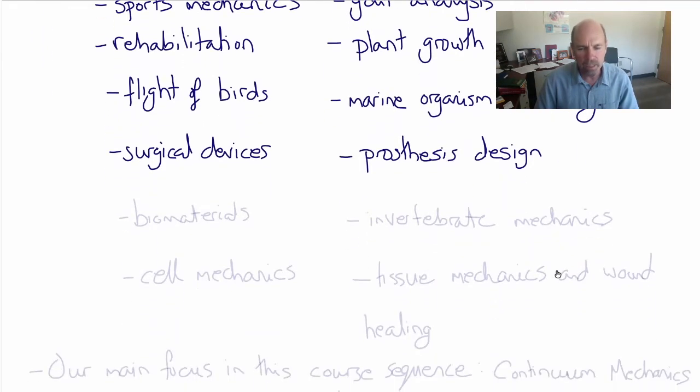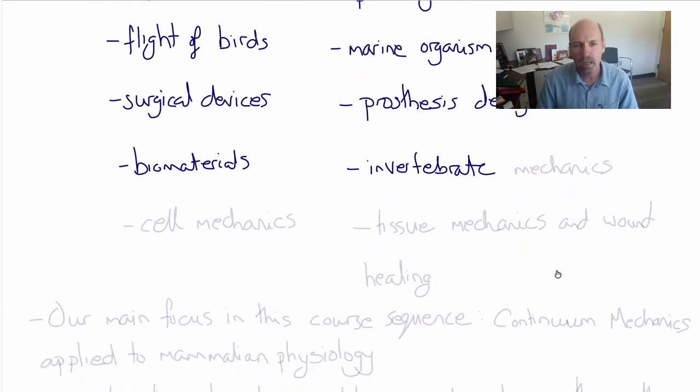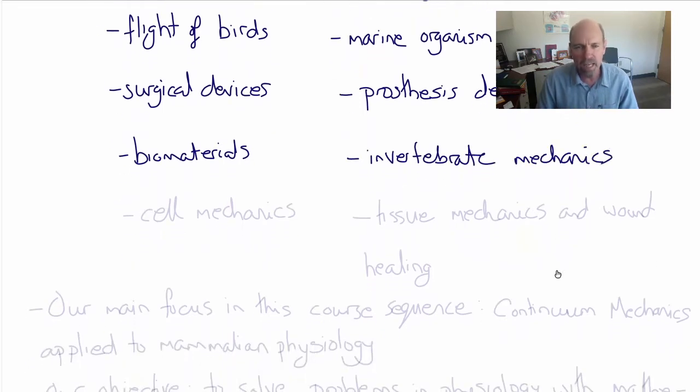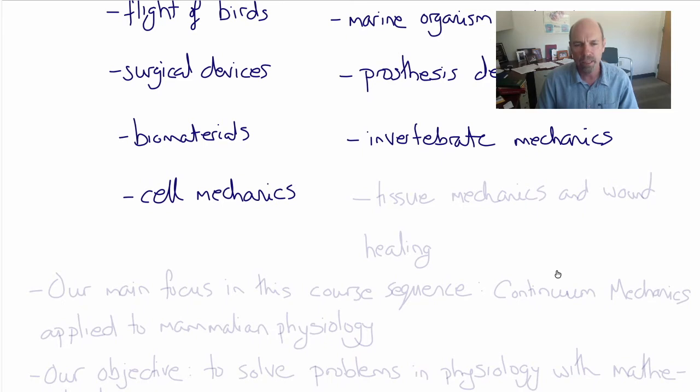This includes biomaterials, particularly the mechanical properties of the biomaterials rather than the synthesis and manufacture of them. There are investigators who work on the mechanics of invertebrates. Cell mechanics is a big area of basic science, and tissue mechanics and wound healing and organ mechanics are all other areas in which biomechanics has made and continues to make significant contributions.